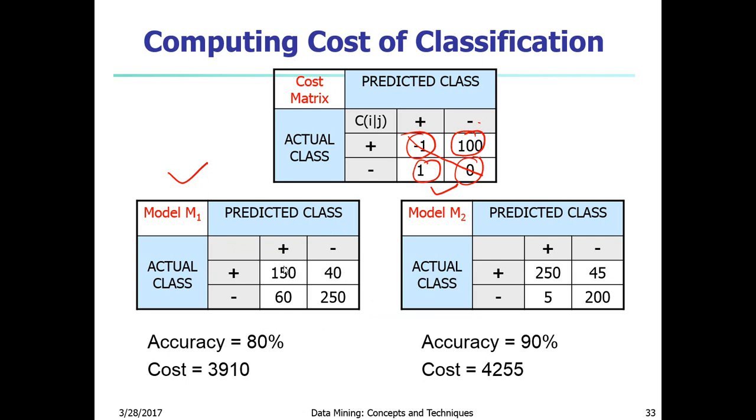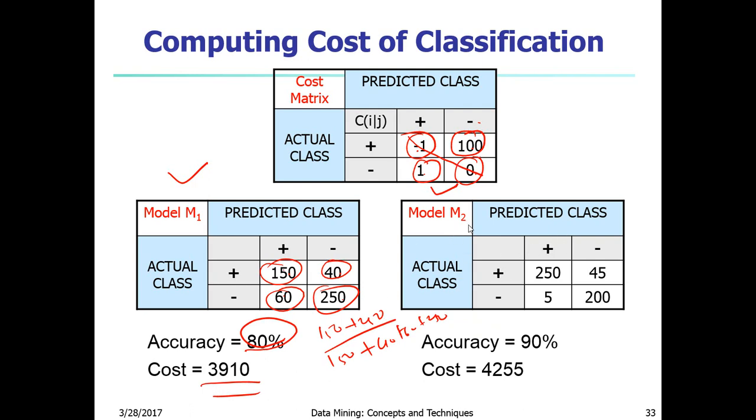Okay, so here we have got 150, 250, 40 and 60. We use this cost, so we just multiply 150 by -1 plus 40 by 100. That's the way we calculate the total cost, and then 60 multiplied by 1, then 250 multiplied by 0, and the accuracy is 80%. You can calculate the accuracy: that is 150 plus 250 divided by 150 plus 40 plus 60 plus 250. That comes out to be 80%, and the cost is 3910.